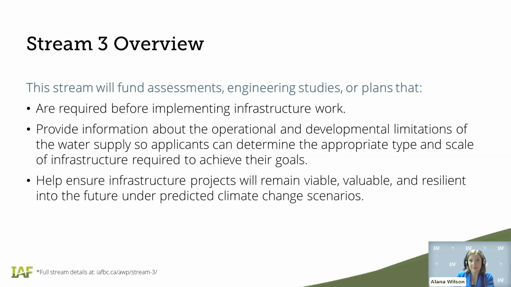Stream 3 will fund the assessments, engineering studies, and plans that are required before completing infrastructure work. These studies help you understand the limitations of water availability in your watershed or help you determine the most appropriate type and scale of water infrastructure needed. If you intend to apply for water infrastructure funding through another AWP stream, you will need to have the necessary plans and designs completed prior to applying.